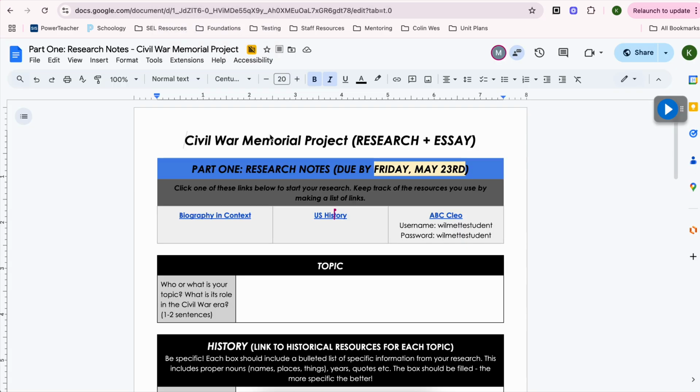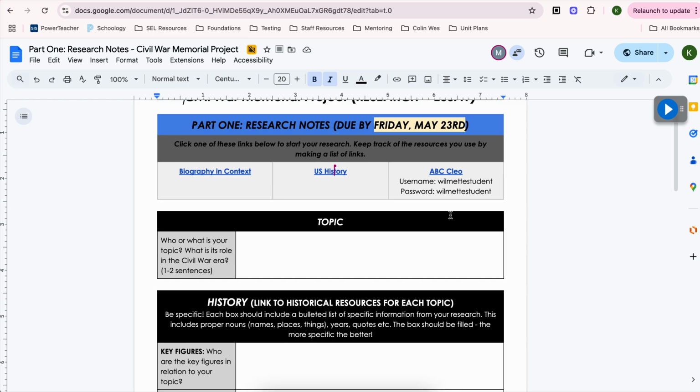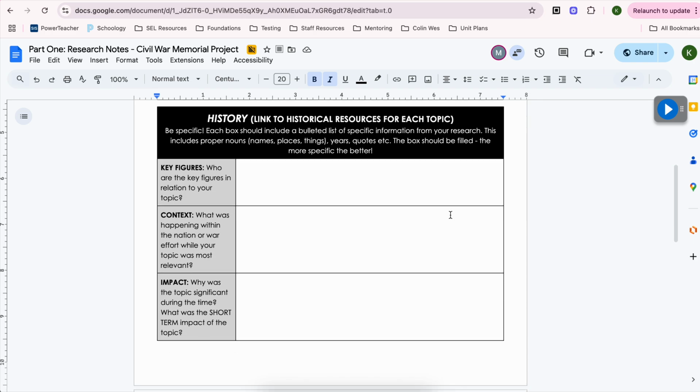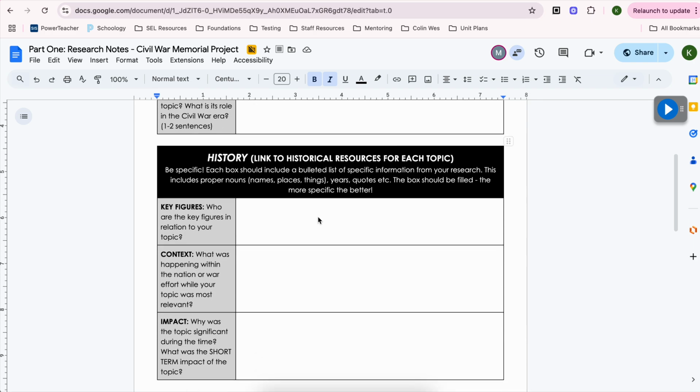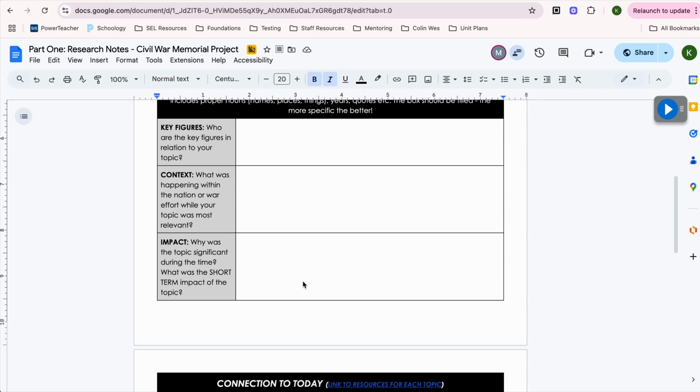Where will you start? On your research notes, you'll see that they are due this Friday before school. You can click on any of these links to get started. If your topic is a person, you're most likely going to click where it says biography and context. If your topic is a thing or a battle or even a group of people, you're most likely going to start here. There's also this excellent resource called ABC Clio, which covers all of that, just a little bit of a bigger database. Between those three resources, you should have absolutely everything you need to cover, especially the topic section and the history section, which is what you're working on today.